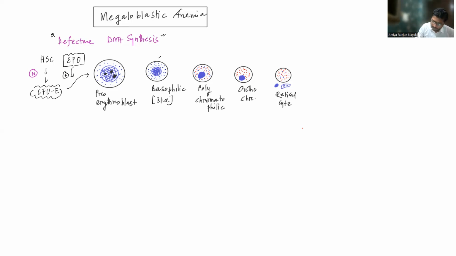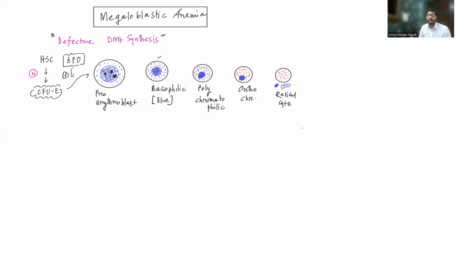The next step is polychromatophilic erythroblast. Here you can actually appreciate the hemoglobins in the cytoplasm. That is why the cytoplasm will take both red color and blue color. Basophilic is because of the mRNA, and eosinophilic because of the hemoglobins. That is why the name polychromatophilic erythroblast. Then the orthochromatic erythroblast, where the hemoglobins will be predominant in the cytoplasm. So that is why it will become red or eosinophilic, and ultimately the reticulocytes.